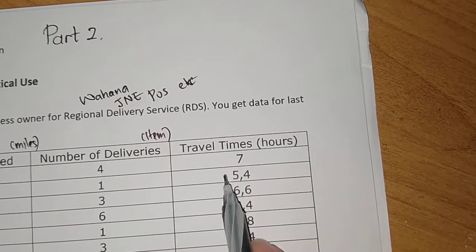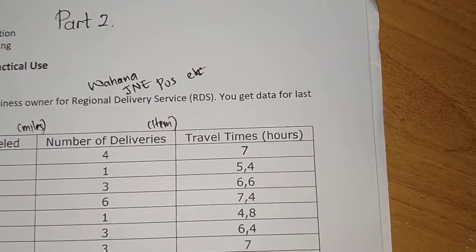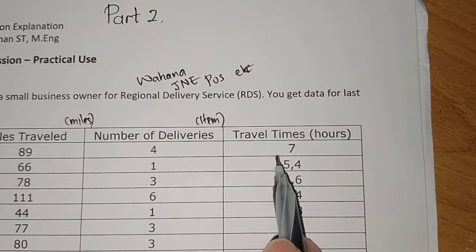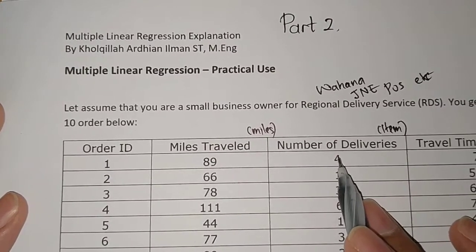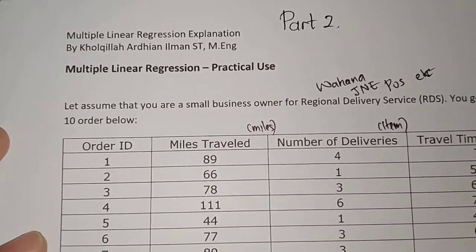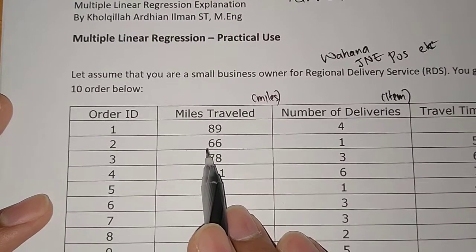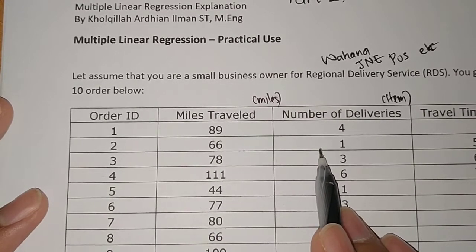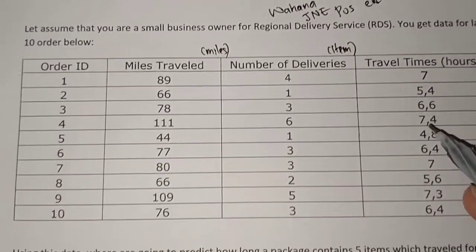And then on the fourth column, travel time in hours. It means that for order number 1, it takes at least 7 hours from your company to the receiver. So for order number 1, there are 4 items to be delivered, the distance between your company and the receiver is 89 miles, and it takes 7 hours. Okay, and then order number 2 needs to be sent 66 miles, the number of items to be delivered is only 1, and it takes 4.5 hours, and so on.